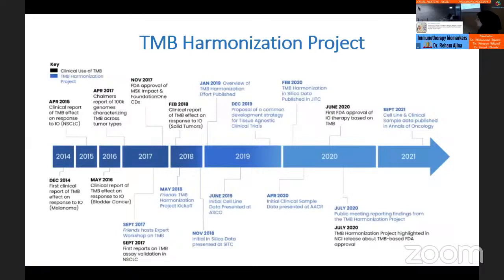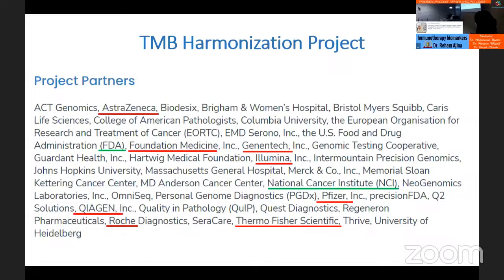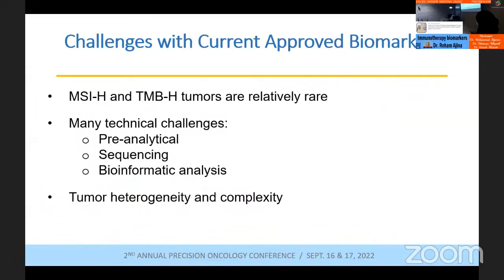To answer this question, there was a project, the TMB harmonization project, started in 2014. They are trying to basically answer these technical problems. In this project, there were so many people involved. For example, the US FDA, the National Cancer Institute, and so many different companies such as AstraZeneca, Genentech, Foundation Medicine, Illumina, Pfizer, Thermo Fisher, QIAGEN, and Roche. So it's a huge project. And the take-home message is that for the last 8 years they have still been trying to solve these technical problems to improve the quality of the TMB biomarker.